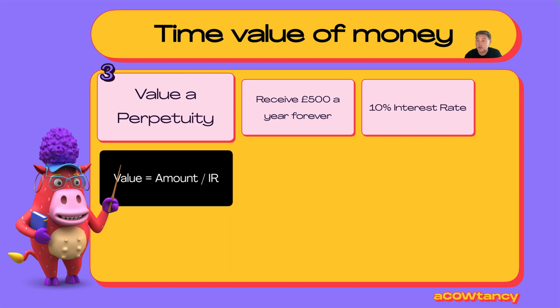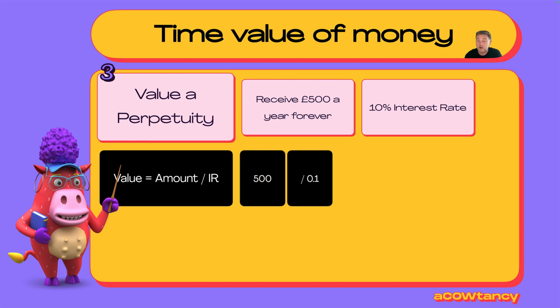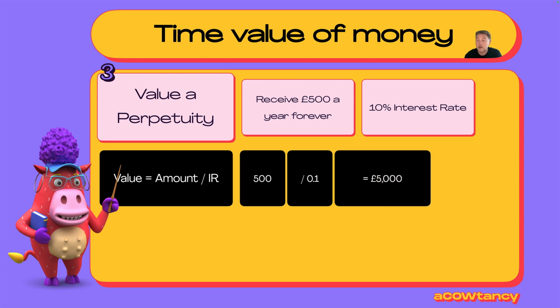You take the amount and you divide it by r, the interest rate. So divide it by 10%, 0.1, the interest rate. So 500 divided by 0.1 will give you 5,000. That's the value of the perpetuity.